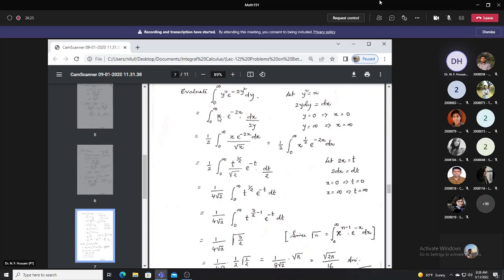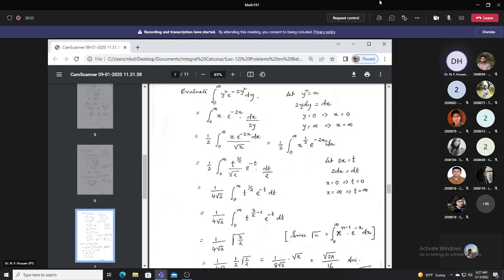And y square means x, and here y square means x. So e to the power minus 2x dx by dy, because dy equals dx by 2y. Now you put down the value of y. Y means root over x, so it should be 2 into root over x. This 2 is taken outside as half. And here, what is the power of x? X by root over x, that means root over x, that means x to the power half. And here e to the power minus 2x.